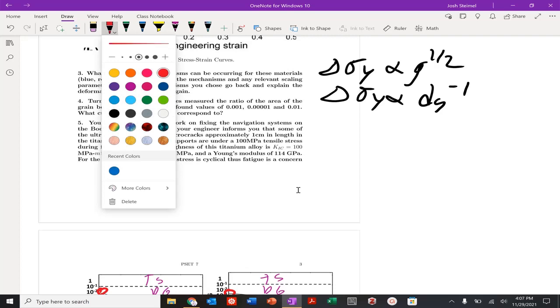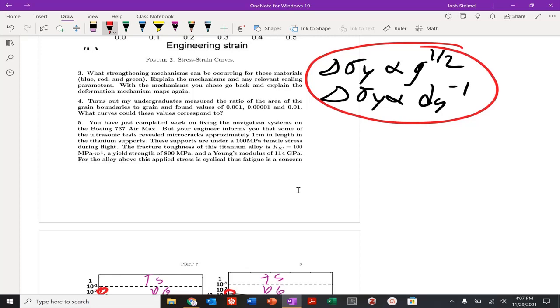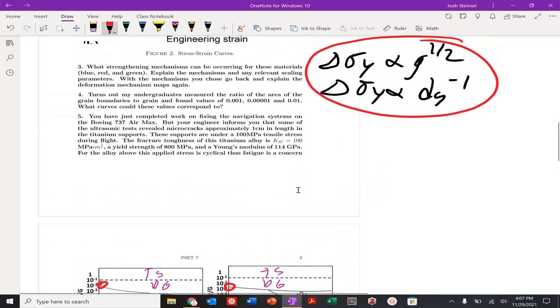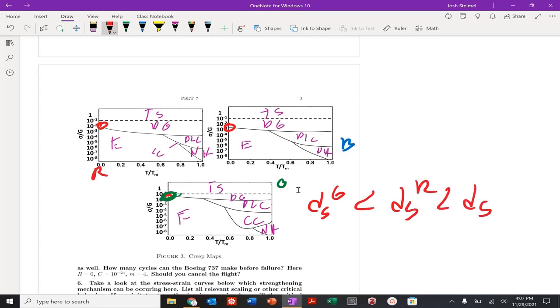But looking at those values, I'd say predominantly these are two really good answers. And again, if I'm grain size strengthening, for example, I could see that my blue curve has the smallest Coble creep region. So if I were to rank, the d_g of my green is smaller than the d_g of my red, which is smaller than the d_g of my blue. And we can see that because our Coble creep region, which scales as d_g to the -3, is shrinking as we decrease that yield strength.